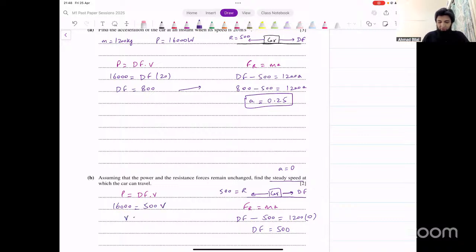You find the value V from this. What's that? 32. All right, thank you. 32, that's the steady speed that we were looking for.